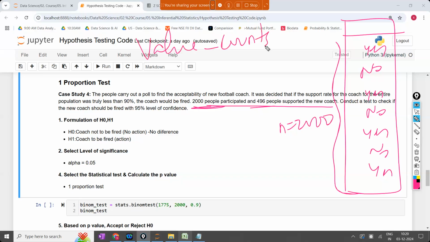Category and their counts. So here the category is yes. And what are the counts they are having? Yes, 496 people have supported, and no is 1504.